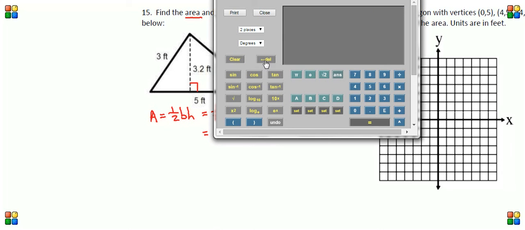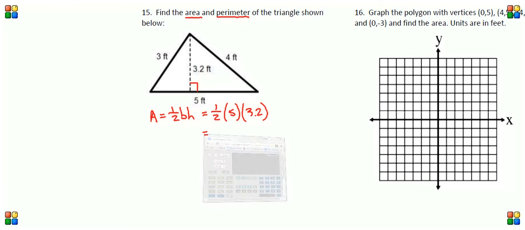I'm going to clear that. It's going to be 1/2, or parenthesis 1 divided by 2 parenthesis, times 5 times 3.2, and our answer is exactly 8. So the area is exactly 8. Our units are in feet, and area is always in squared units, so it's 8 feet squared.